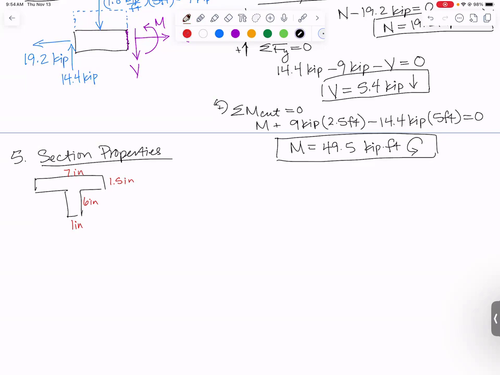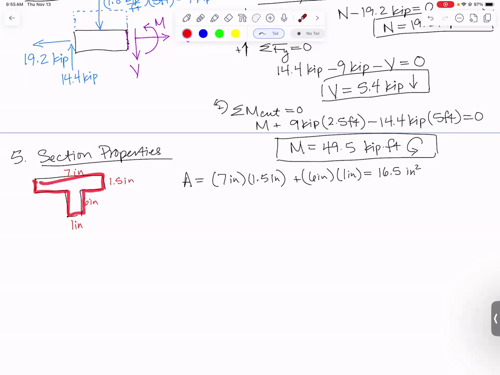We've just said for normal stress, we're going to need the area. So let's first find the area. That's pretty easy. 7 inches times 1.5 inches plus 6 inches times 1 inch. That is 16.5 inches squared. We are also going to need for our bending stress, do you remember bending stress is My over I. So I need the moment of inertia of this cross section about its centroidal axis, and I don't know where its centroidal axis is. So the next thing I like to find is the centroid, y bar.